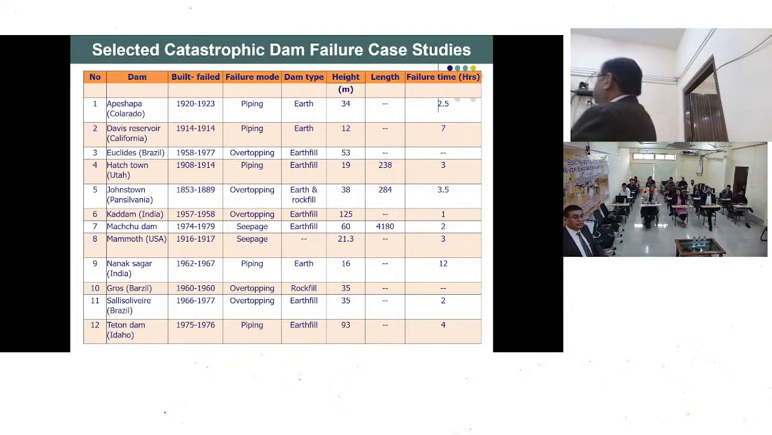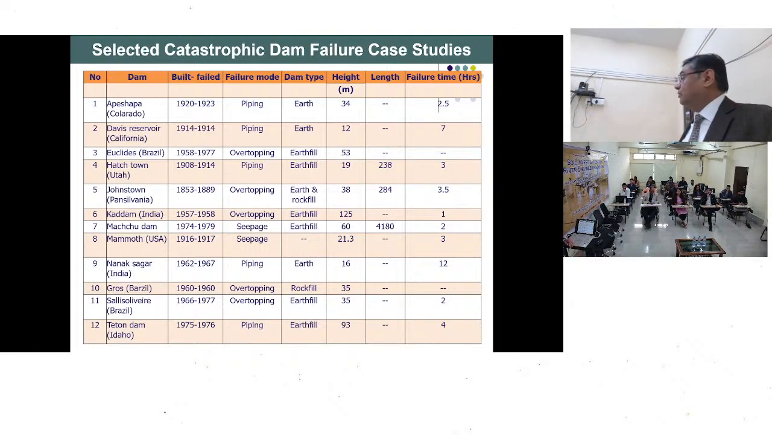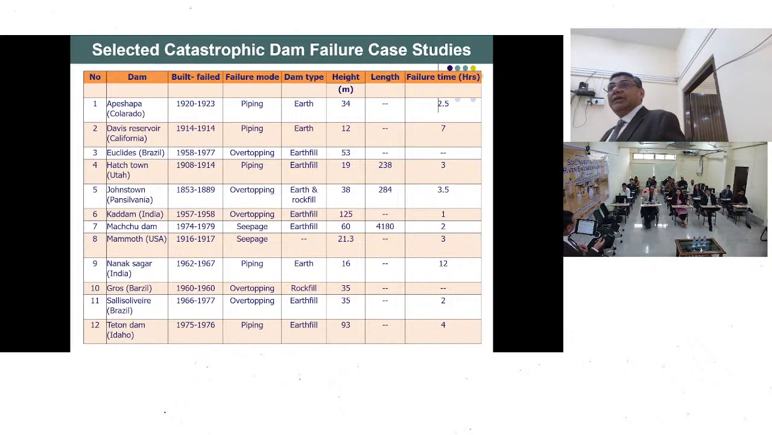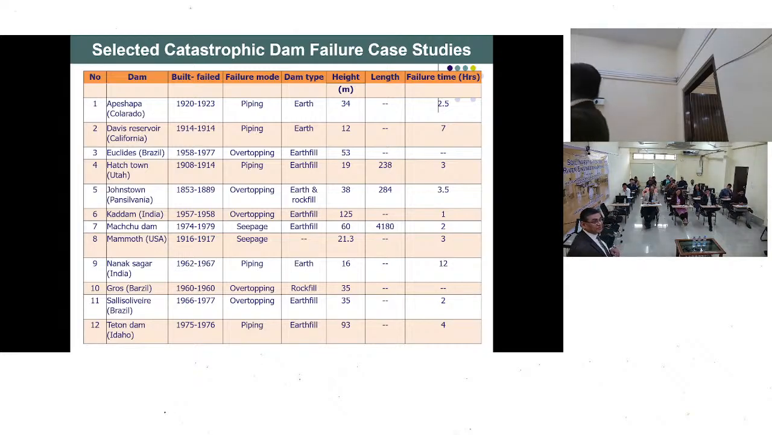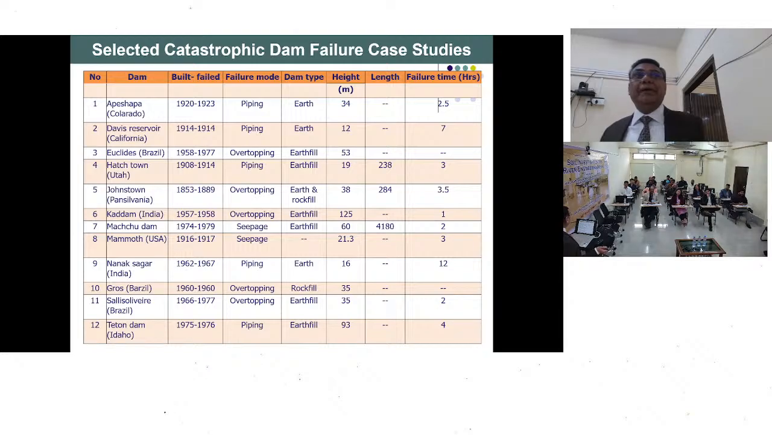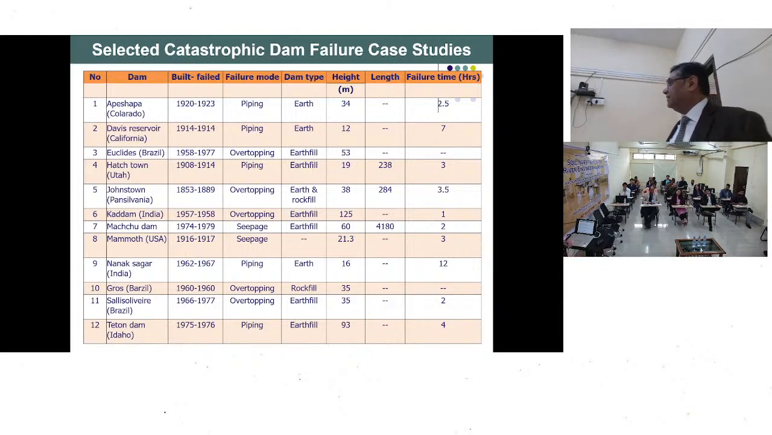If we see here some of the failure modes, we have failure modes of piping. When we are talking of failures, this is also there. So we have piping, overtopping. Majorly, if you look, piping, overtopping, a little bit of seepage. This is occurring here in earthfill, rockfill dams, earthen dams.